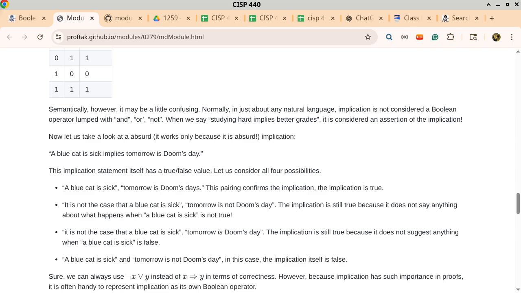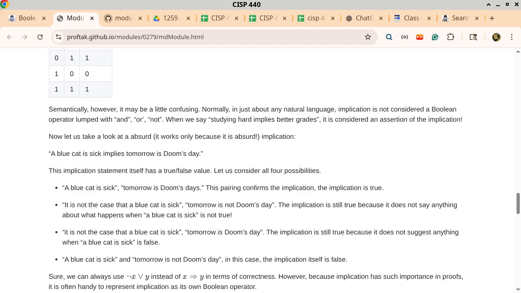So there's a sufficient condition, there's also a necessary condition. If I specify a necessary condition, it means if the necessary condition is not met, there's no way tomorrow is going to be doomsday. But in this case, implies means the first one is a sufficient condition.